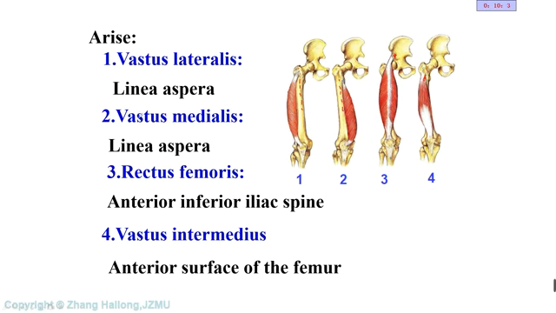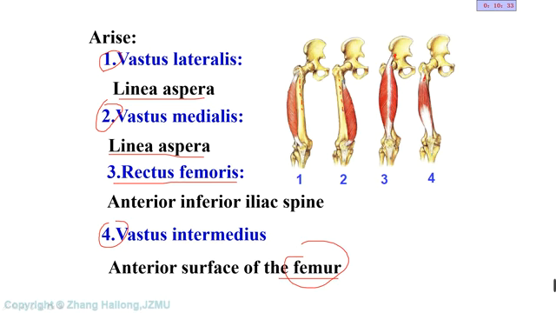So now you know the four heads. How many heads are from the femur? The linea aspera belongs to the femur. The anterior surface of the femur. So these three heads are from the femur. And only one, the rectus femoris, is from the ilium.